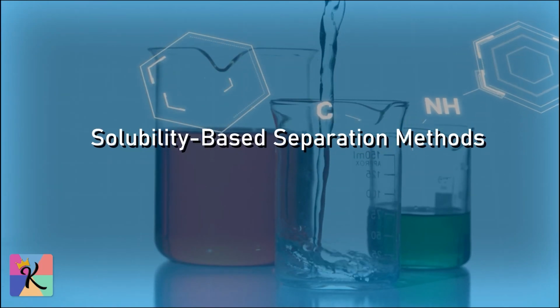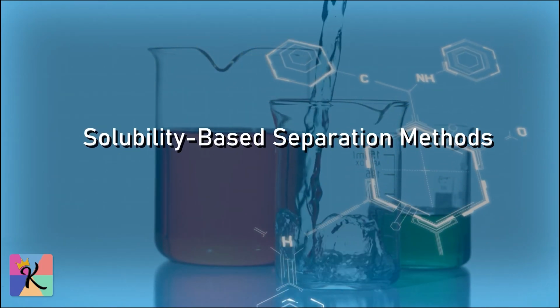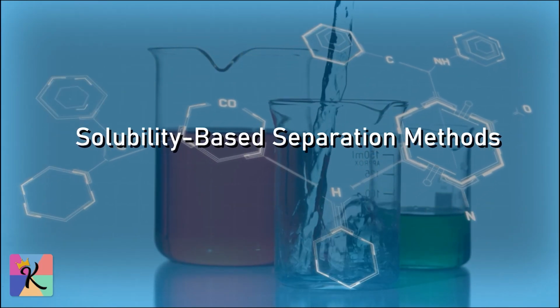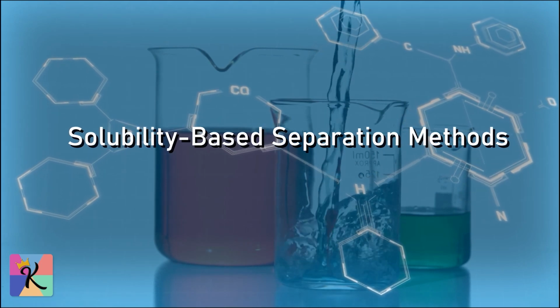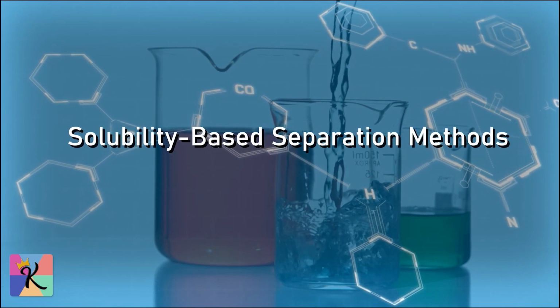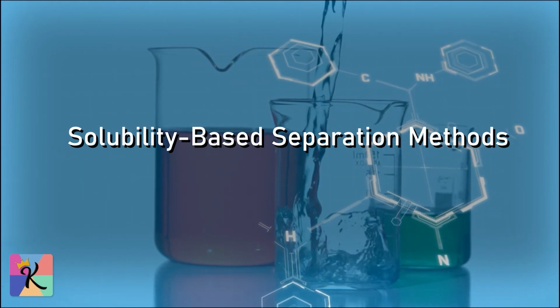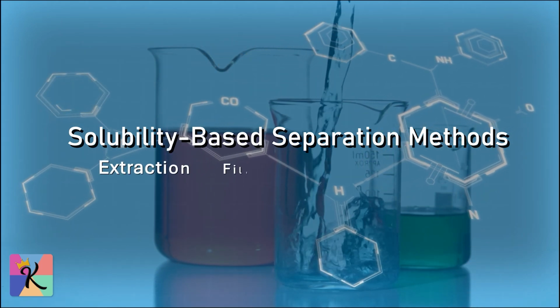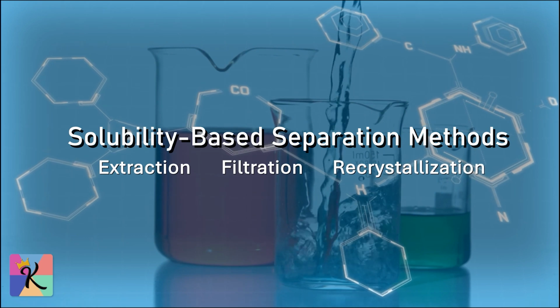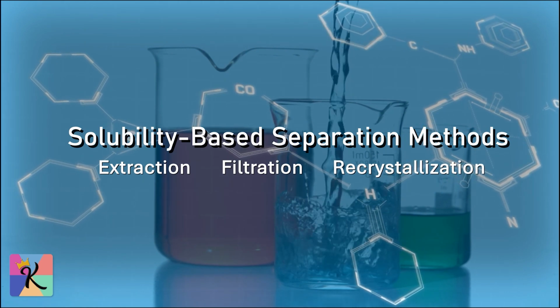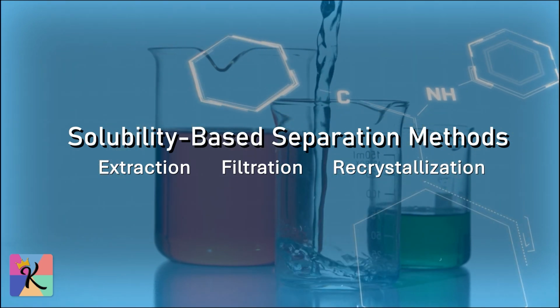Alright, so today we're diving into the fascinating world of solubility-based separation methods. These techniques are essential in chemistry for isolating and purifying compounds based on their solubility properties. In this video, we'll explore three primary methods: extraction, filtration, and recrystallization. By the end, you'll have a solid understanding of how these methods work and when to use them.